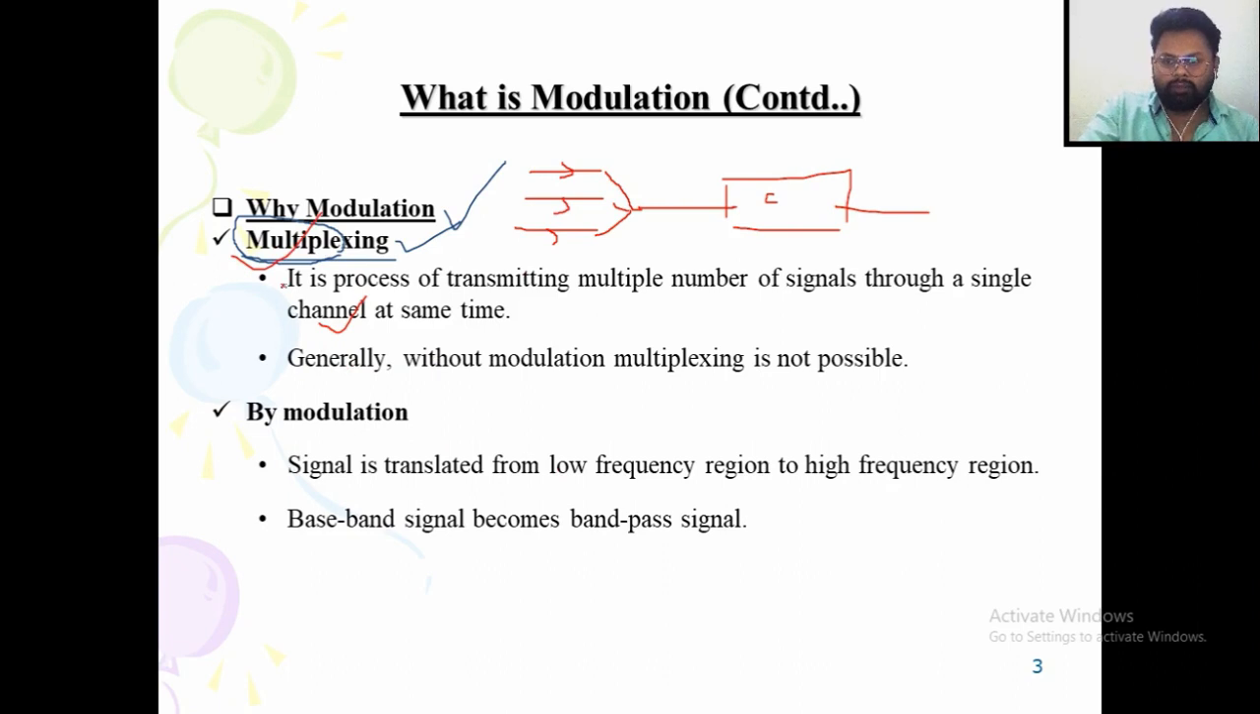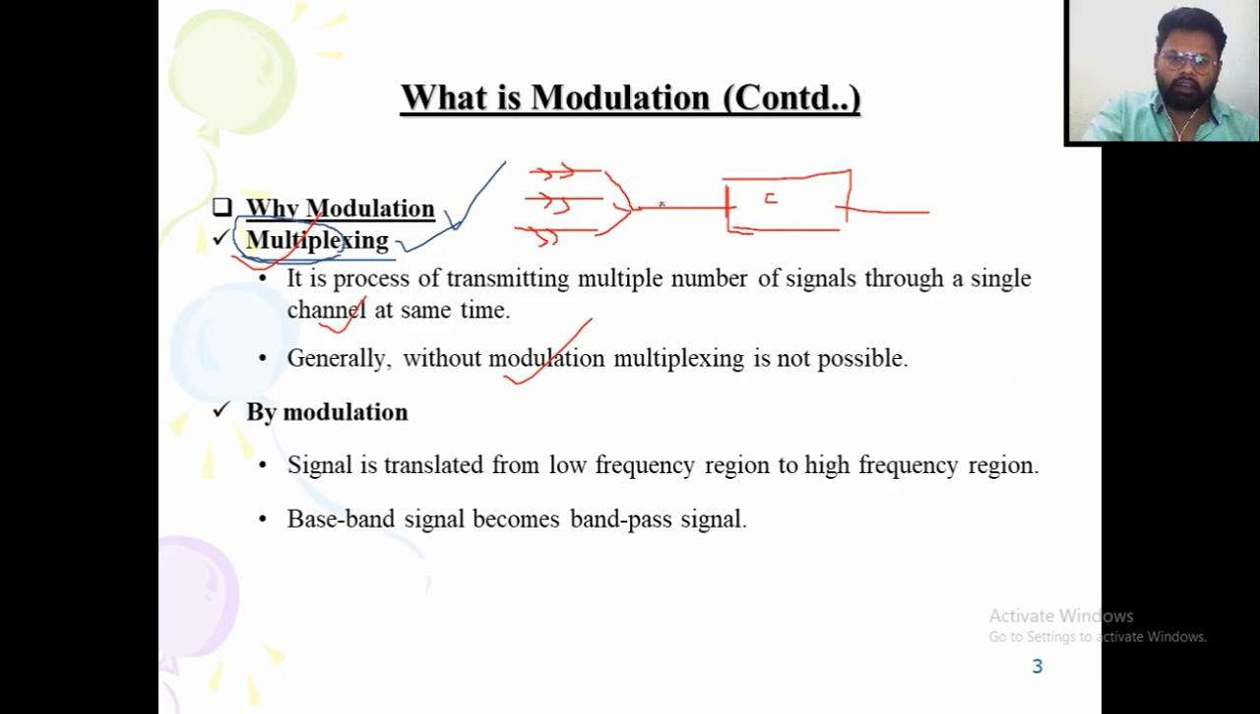Generally, without modulation, multiplexing is not possible. Suppose these signals that we are going to transmit through a single channel, multiple signals, have a very low frequency, as usual, because the frequency of the modulating signal is very low. If this signal is not modulated with the carrier signal, how can it be transmitted, right?